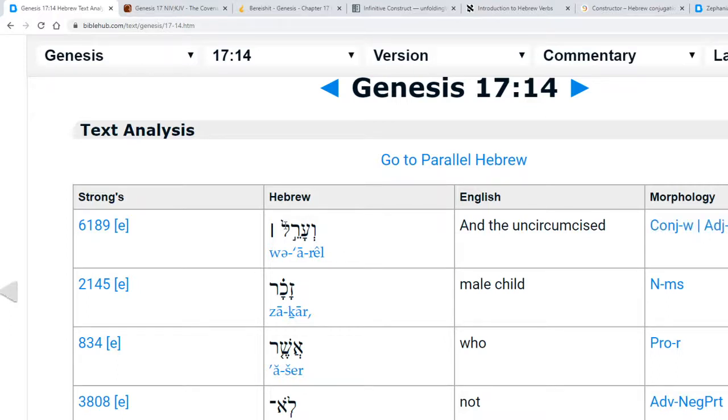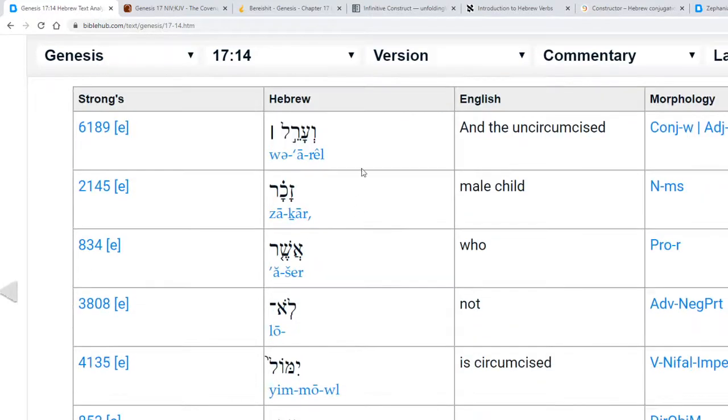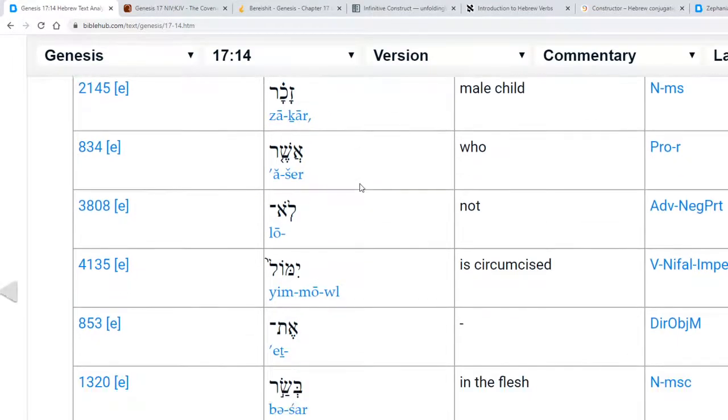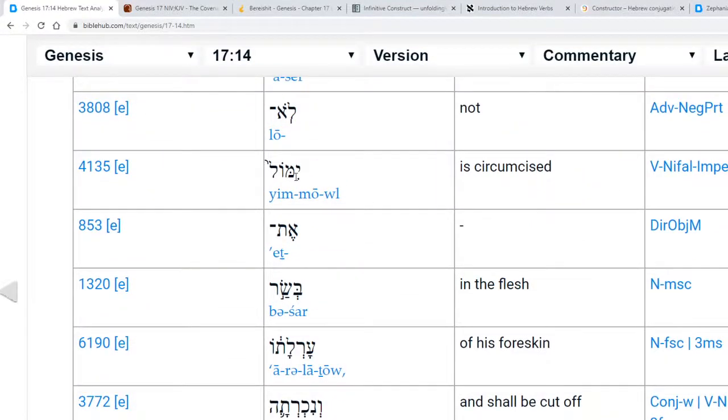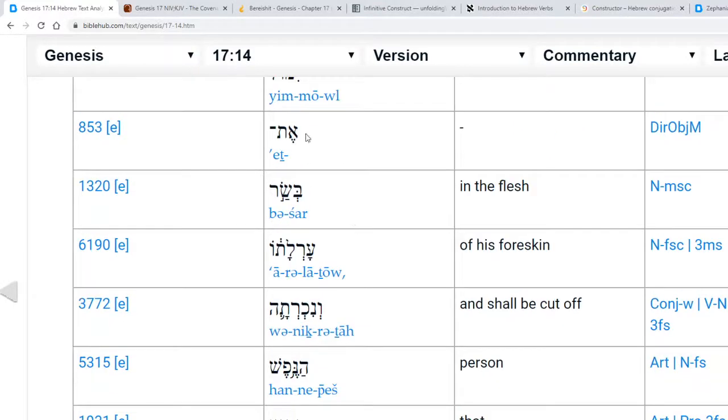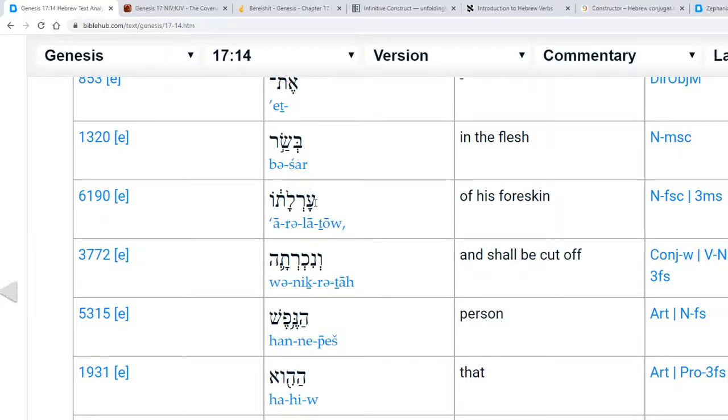Arel zachar. I would actually say that this is more in a construct form, but they're saying it's the adjective form. Doesn't make much difference. But arel zachar, an uncircumcised male, I'm not exactly sure why it's saying male, because obviously that's male. But asher, pronoun relative, lo is not, yimol, so who did not get circumcised, right? It's the nifal and perfect, third person masculine singular. Root is mem vav lamed, like we said before. Et is the direct object marker. Basar meaning flesh, or la meaning foreskin, or lato, his foreskin.